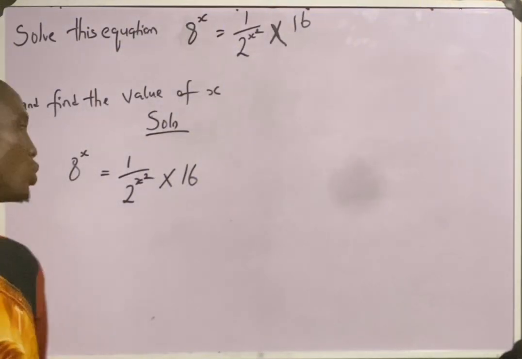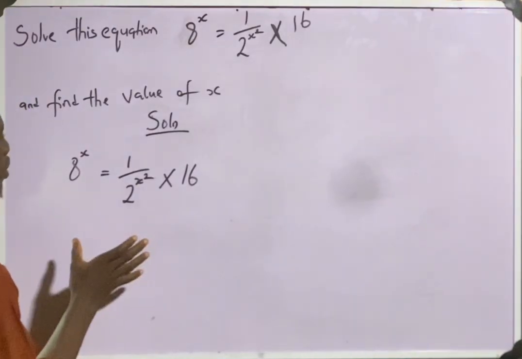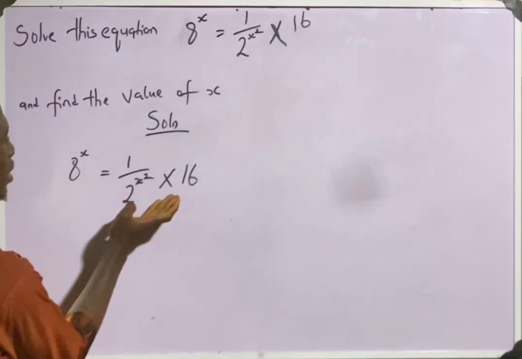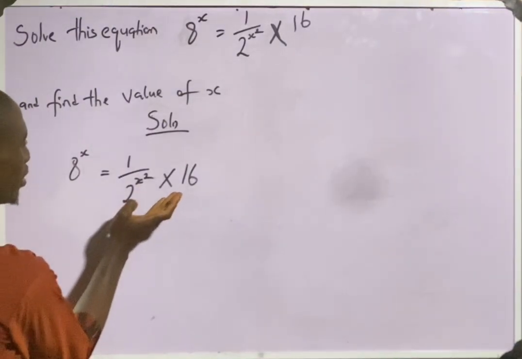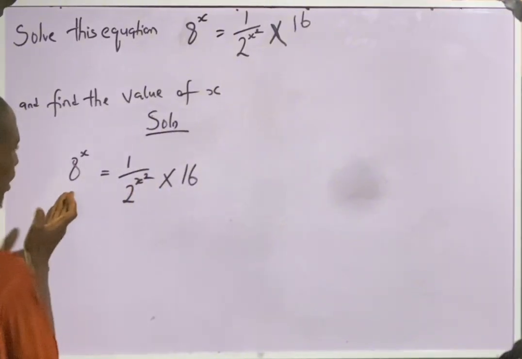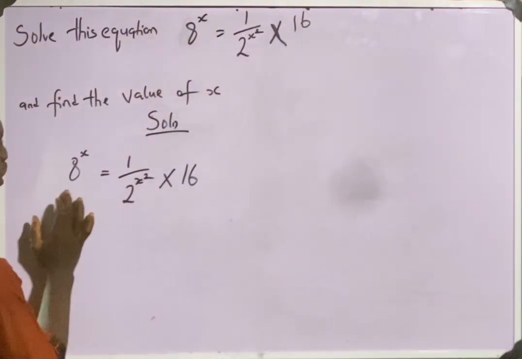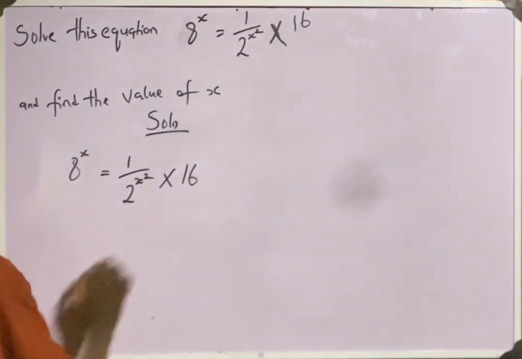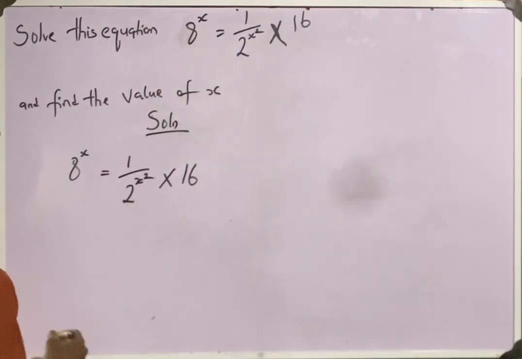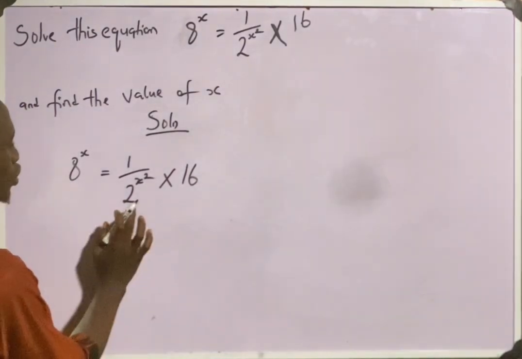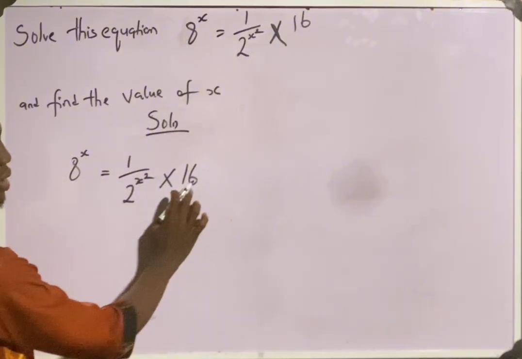So look at what we will do. We will look for a way of making this right hand side look equivalent to the left hand side. How do we do that? There is a number that is common to these numbers, which is 2, right? 2 is common to 8, 2 is common to this bit, and 2 is common to 16.